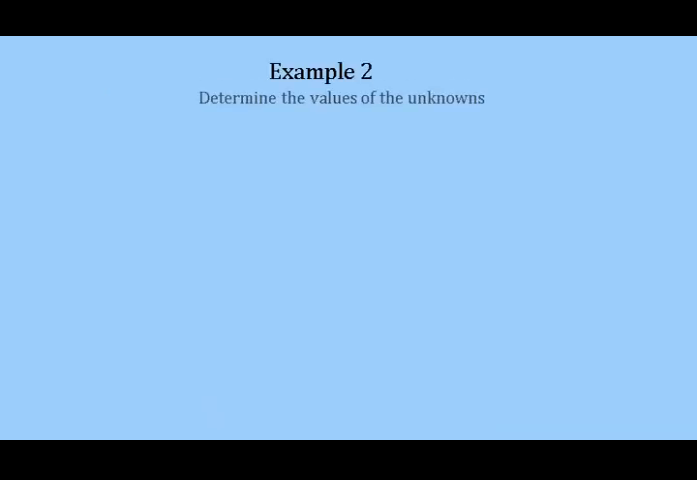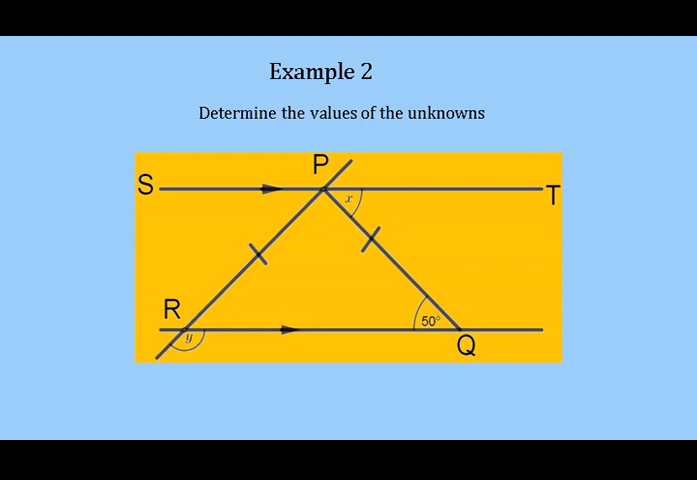Example 2. Determine the values of the unknowns. So we have this triangle PQR, and it is marked here and it is marked there. What type of triangle is this? This is an isosceles triangle because two sides are equal. When they are marked like this, it means they are equal. So this angle equals that angle.